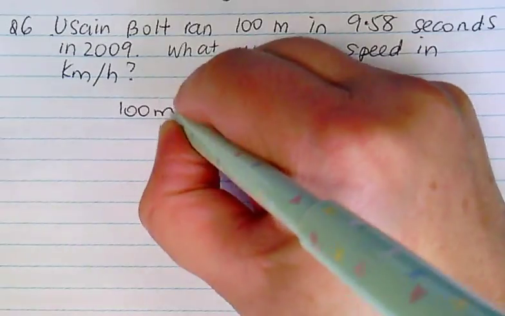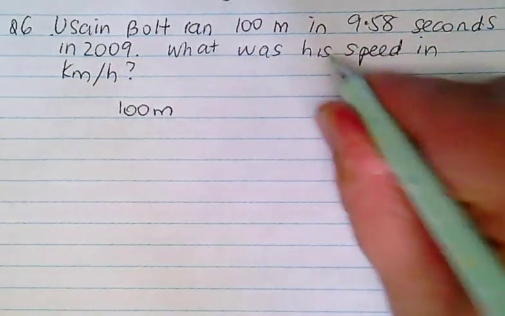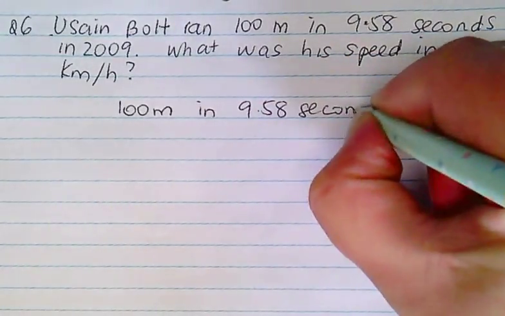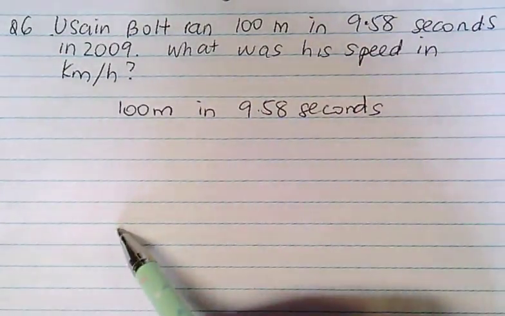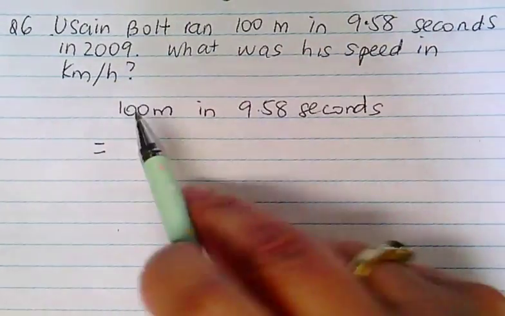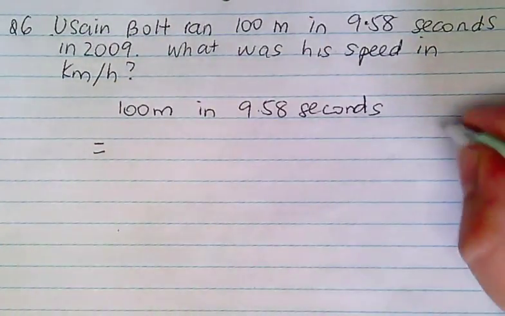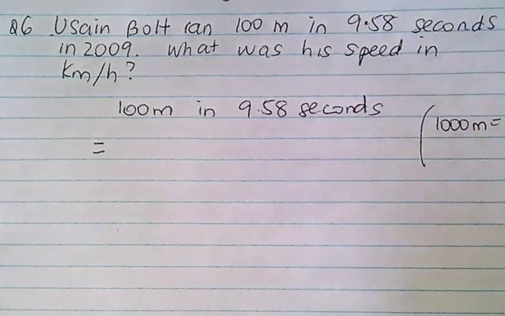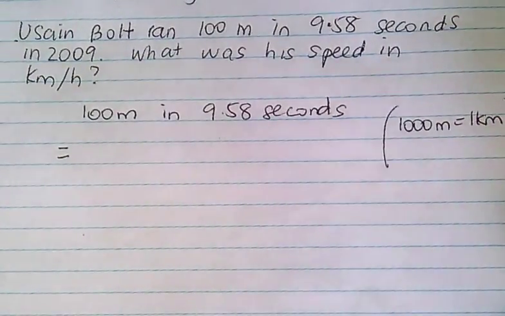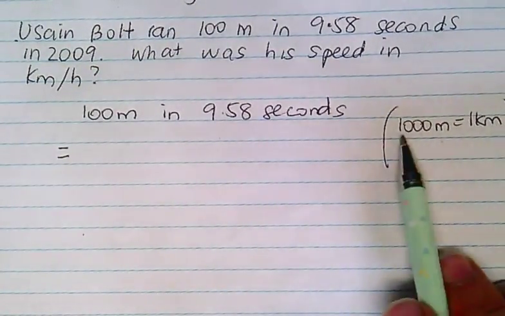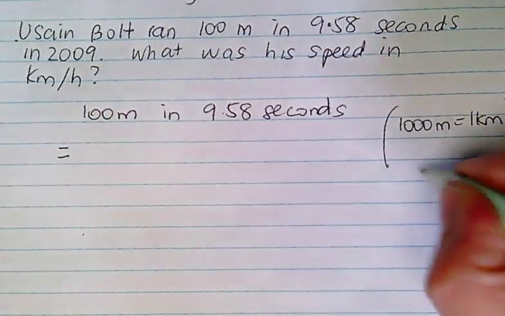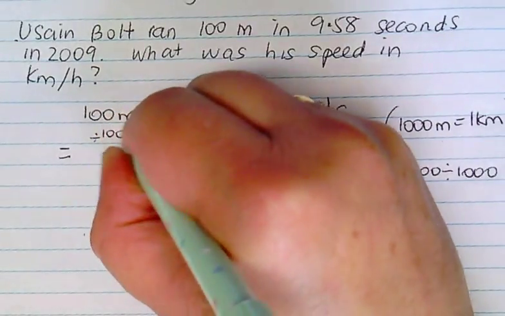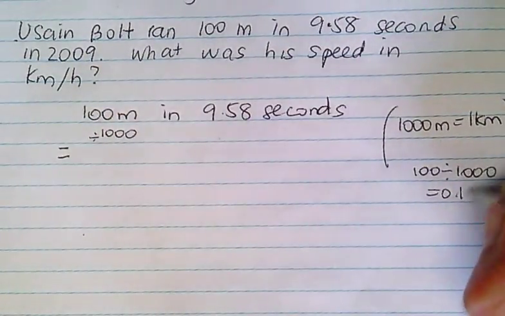So the first one is just write down what we've got. We know that 100 metres in 9.58 seconds. Now, we're trying to work out his speed in kilometres per hour. Well, we can easily change this metres into kilometres because we know that 1,000 metres equals 1 kilometre. So to convert from metres to kilometres, you get a smaller number, we need to divide by 1,000. So 100 divided by 1,000, that's 0.1 of a kilometre.